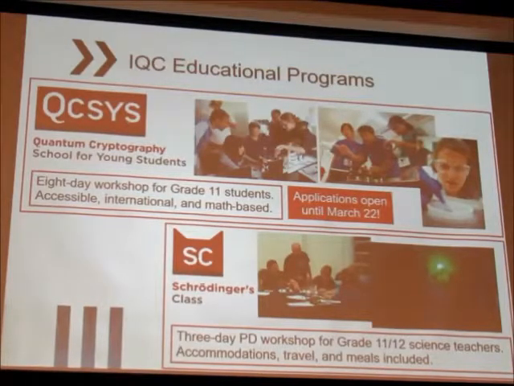So at the IQC, we do try to get out to people in these kind of age groups. So for the high school students in particular, we have a quantum cryptography school for young students. And if there's any kids, nieces, nephews that are in grade 10, 11, or 12, highly recommend sending them our way. It's an 8-day workshop, and we just hang out, talk about entanglement, talk about quantum physics for 8 days, get them in the lab, hands-on with some stuff, and they seem to have fun.